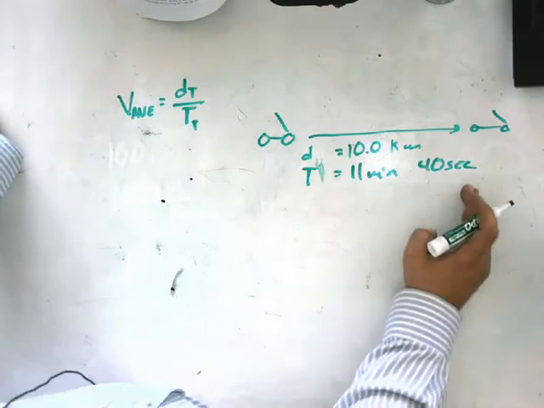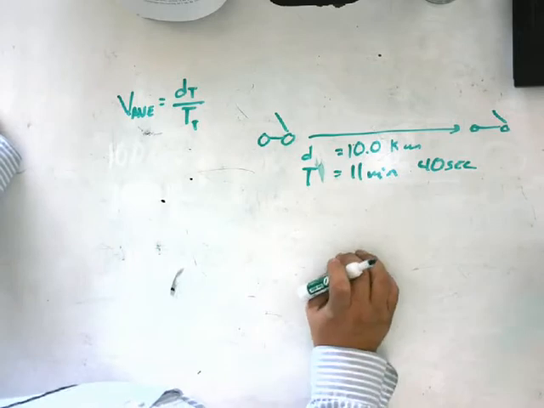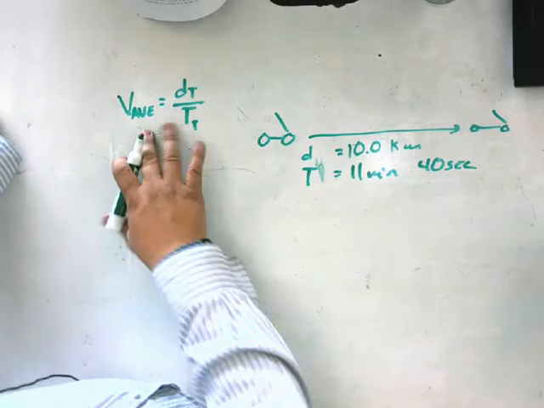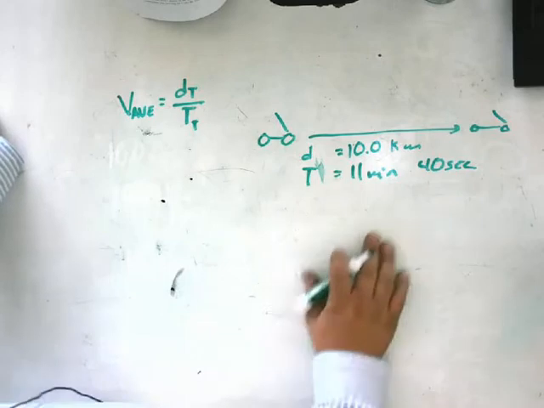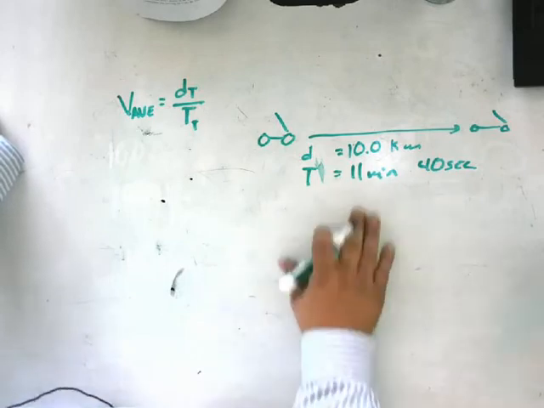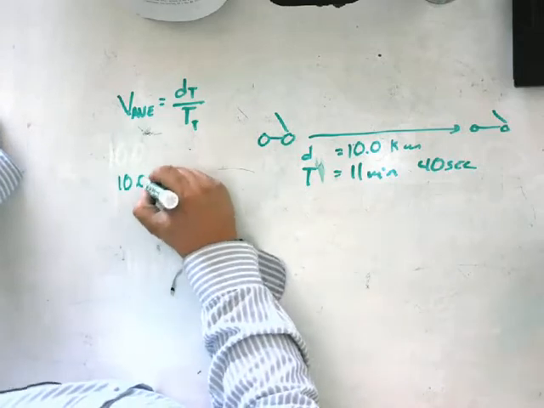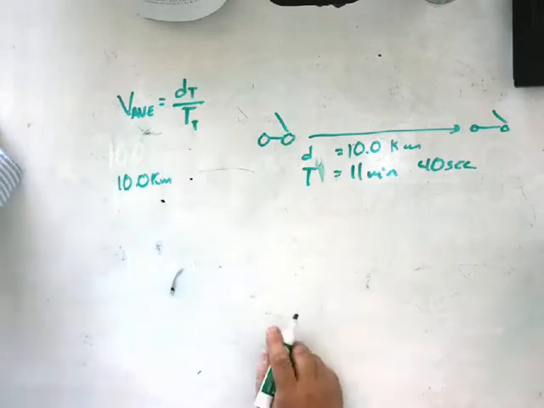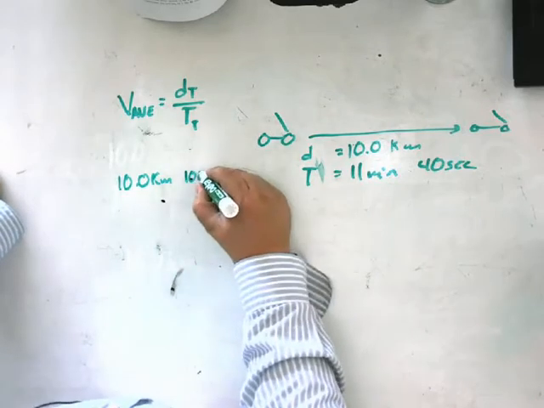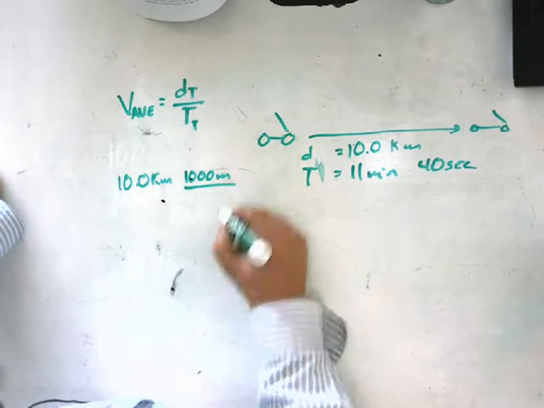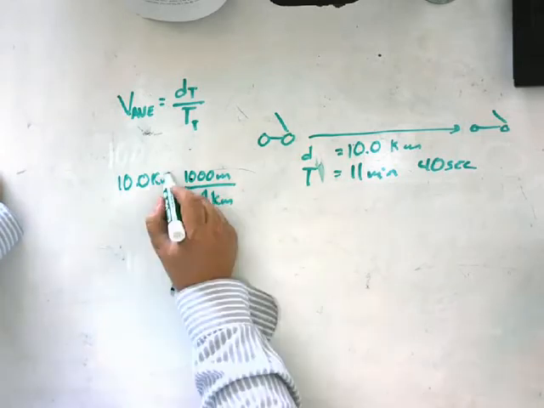But I want to do this in SI, so I want to express my velocity in meters per second. So what I'm going to do is turn my kilometers into meters and my minutes into seconds. Okay, so it's 10.0 kilometers. Well, to convert that into meters, I realize that there are 1,000 meters per kilometer. The kilometers cancel out, and I'm left with 10 times 1,000.